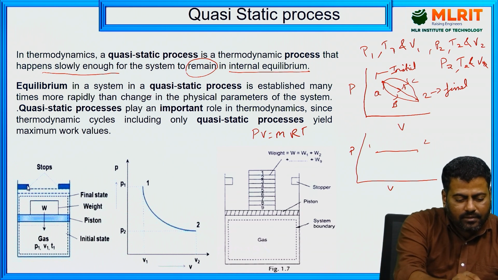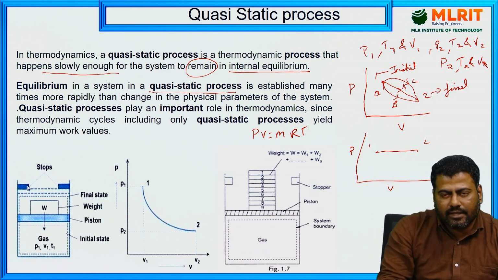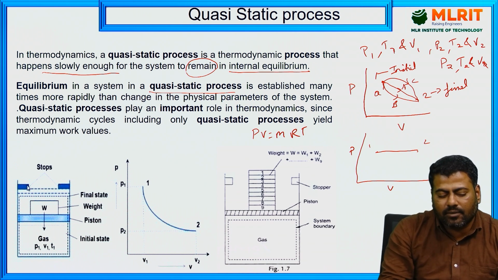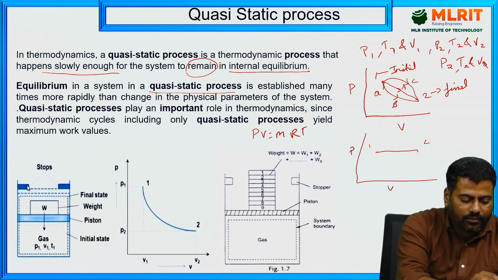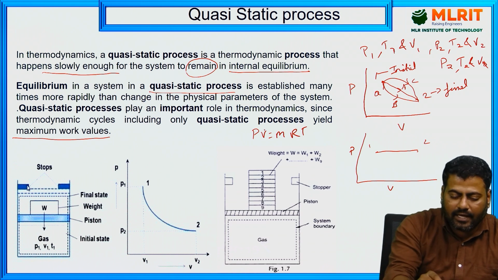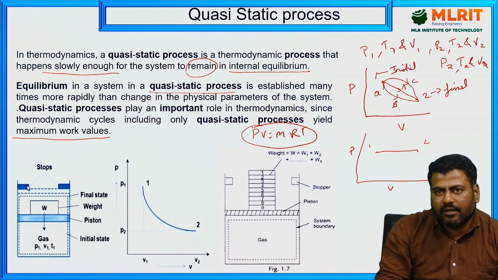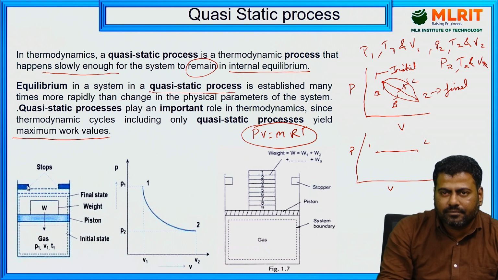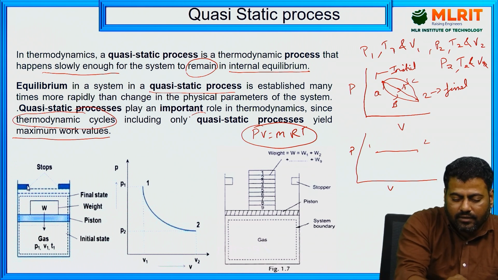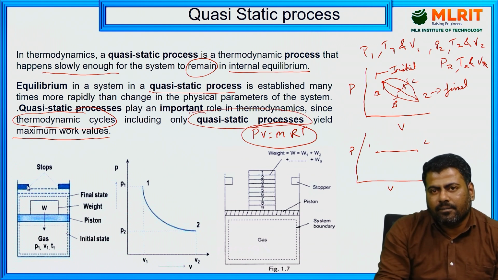The equilibrium in a system in a quasi-static process is established many times more rapidly than change in the physical parameter of the system. So quasi-static processes play an important role in thermodynamics, since thermodynamic cycles including only quasi-static processes yield maximum work value. Whenever we say maximum work values, it is for comparison purposes, like the ideal gas equation I mentioned. The name itself says we have ideal conditions. So for all thermodynamic cycles, we require only this quasi-static process for comparison purposes.